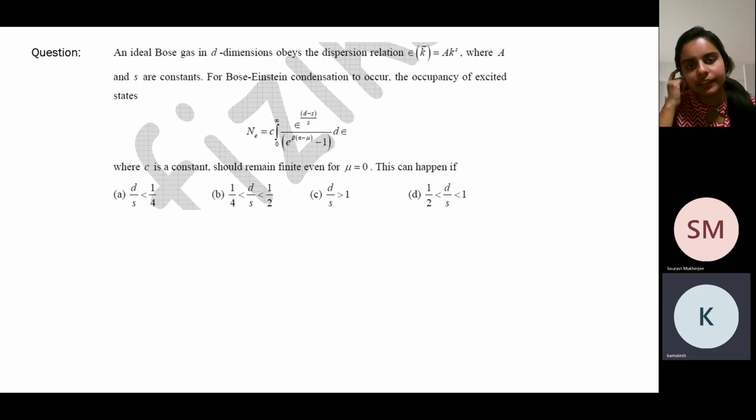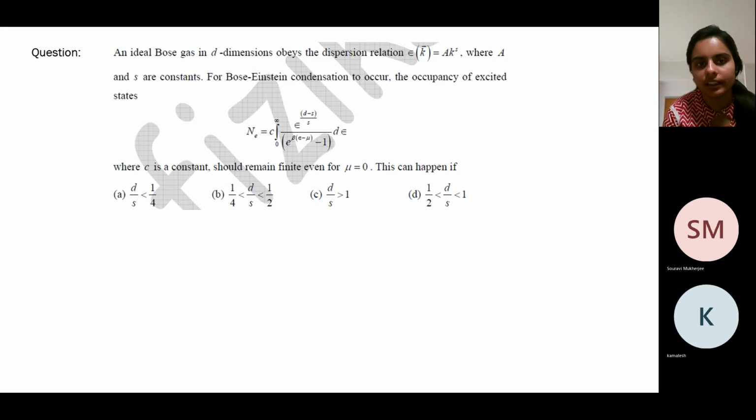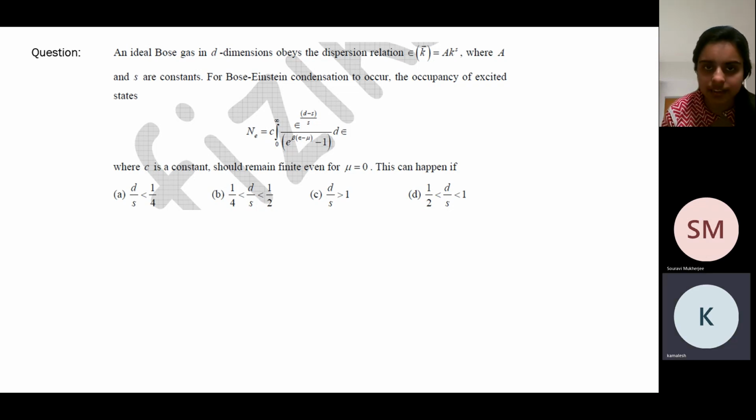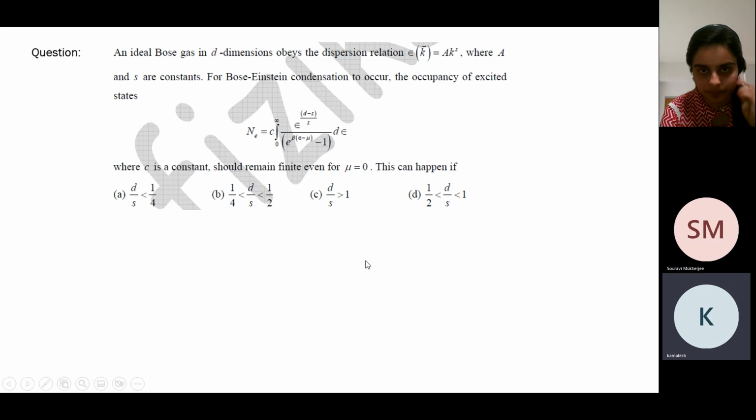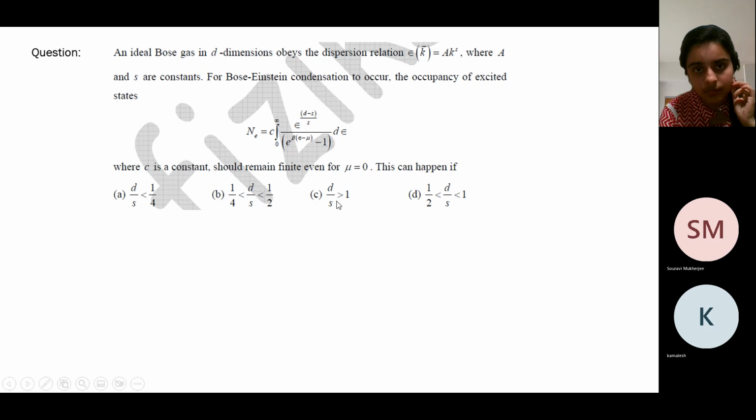Because negative values of Ne don't make any sense; Ne is the number of particles. So that means d by s minus 1 should be greater than 0. It must be a positive number. So that means d by s should be greater than 1, right?